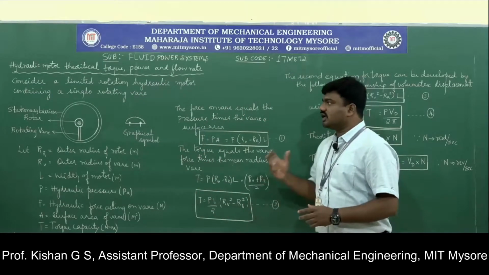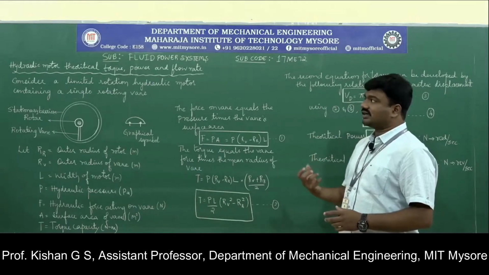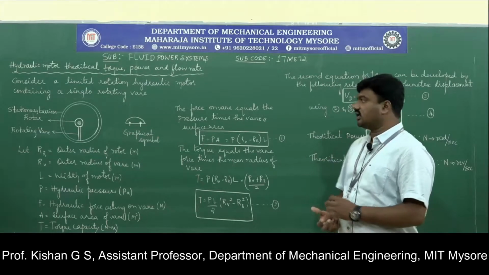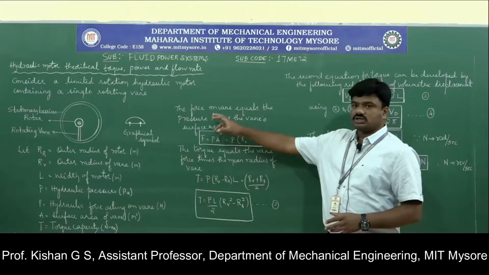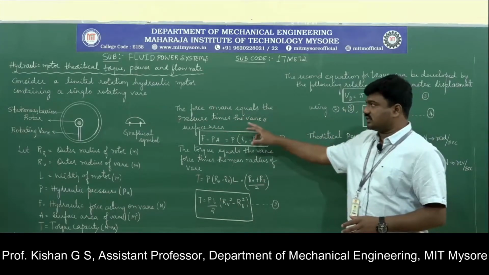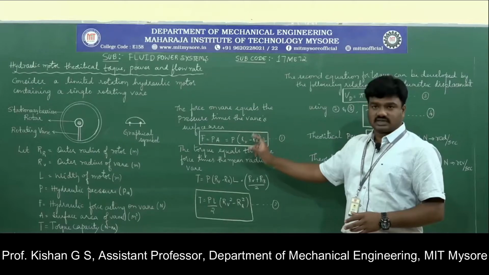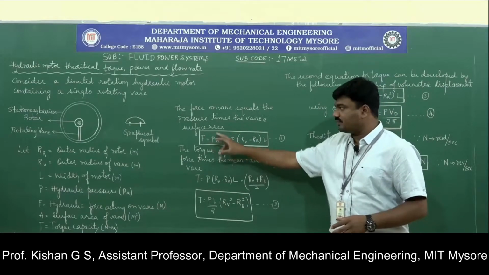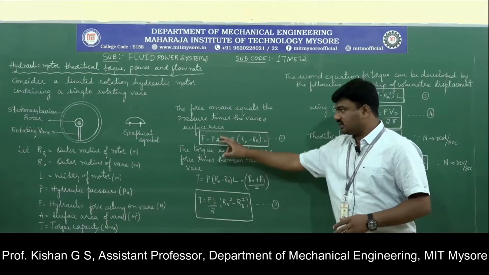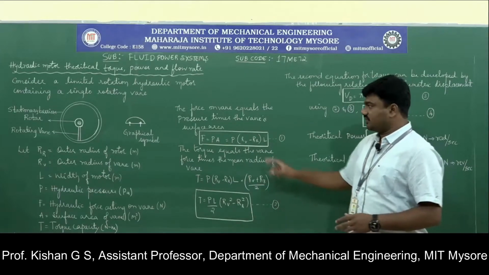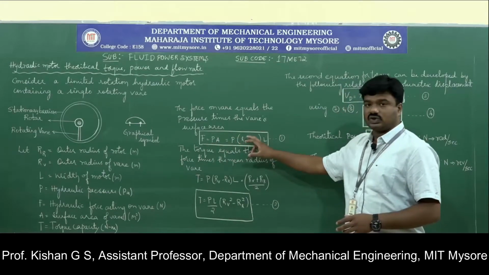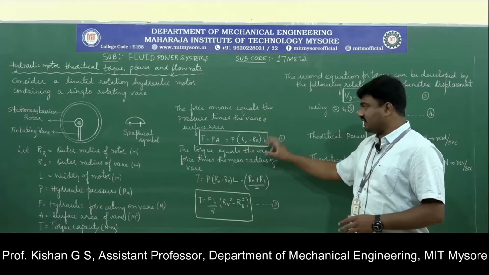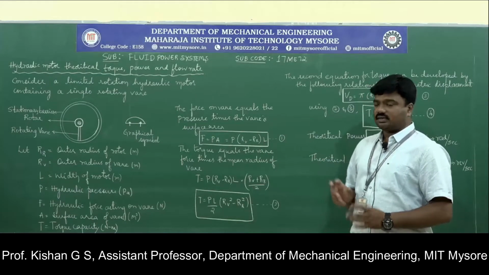Okay, so to begin with, in order to identify the theoretical torque for the hydraulic motor, let us consider the force. So the force acting on the vane equals the pressure times the vane's surface area. So P being the pressure here and A being the surface area of the vane. So we are going to get F is equal to P into (RV minus RR) times L, that is the width of the entire motor.